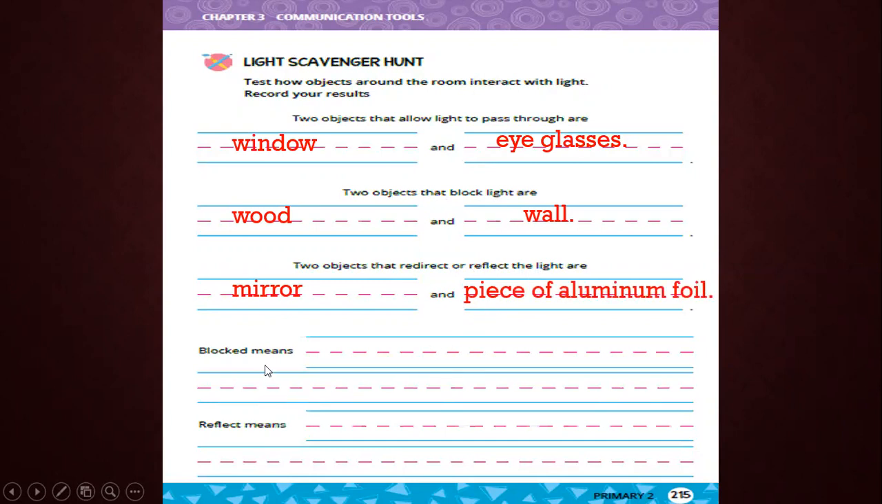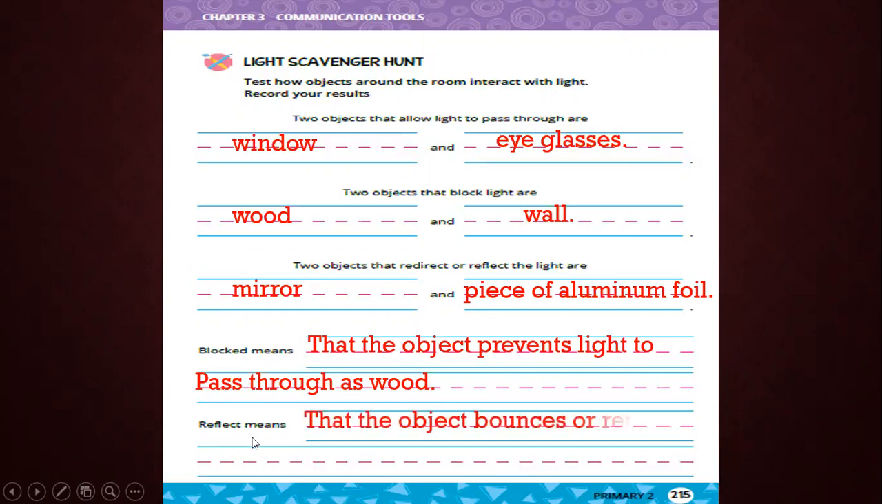Excellent. Do you remember the meaning of blocked? Blocked means that the object prevents light from passing through, as wood. Okay, what does reflect mean? That the object bounces or reflects back the light. As a mirror, when the light falls on this object, it reflects back. It couldn't pass, it reflects back.